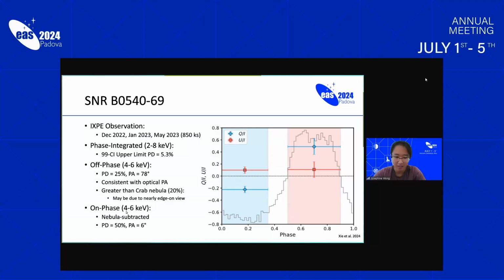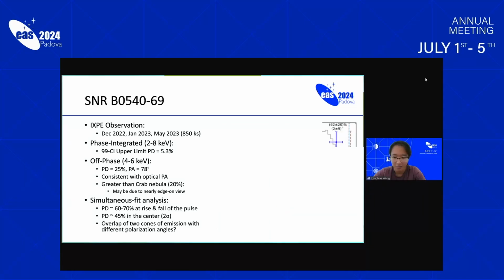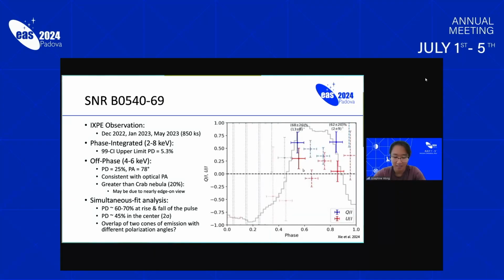For the on phase in 4-6 keV, we find a fairly high polarization fraction. And using a more sensitive method, we found that the polarization degree at the edges of the pulse is between 60 and 70%. We also found lower significance, around 2.9 and 2.6 sigma, measurements of a polarization fraction of 45% in the middle of the pulse. That has an interesting correspondence to the dip in the single broad pulse here. That might be interpreted as the overlap of two cones of emission with different polarization angles, leading to a lower polarization fraction in the center of the pulse.